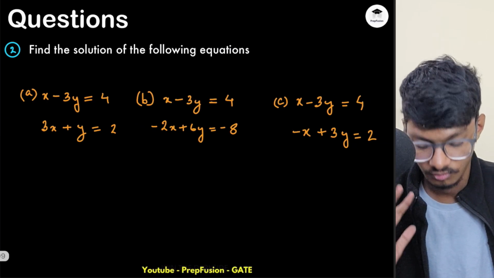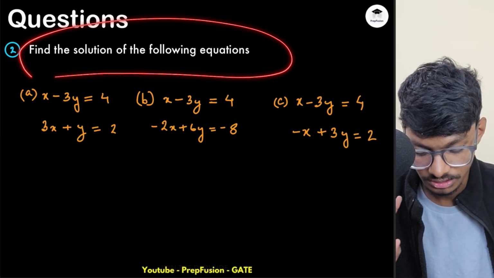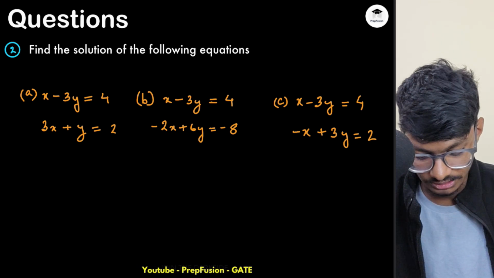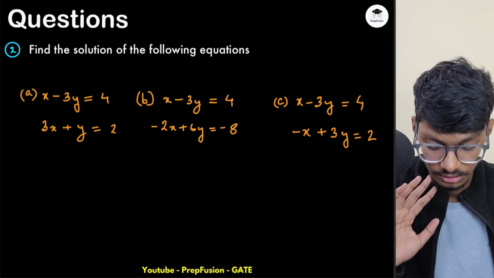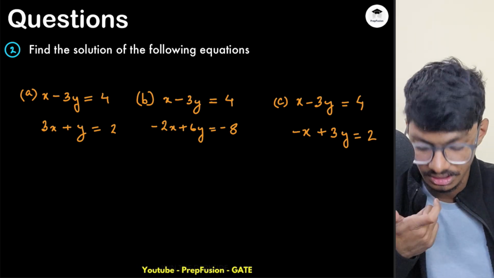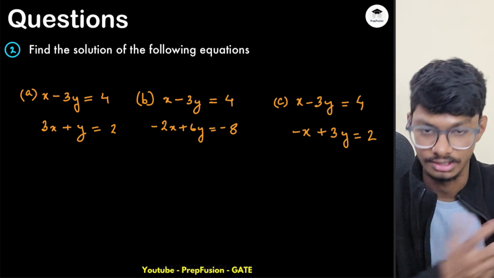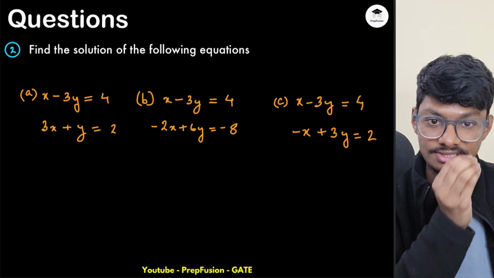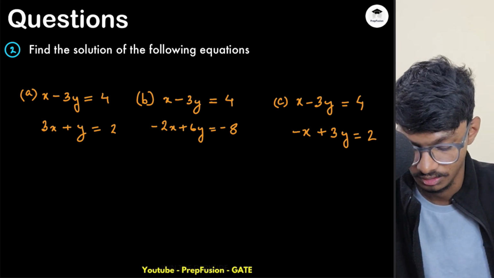Next we have to find the solutions. Find the solutions for the following equations. I just gave you the graphs, right? Now you have to find the solutions for each of them. What do you mean by solutions? Basically, solutions means the roots of the equation, whichever points satisfy it.